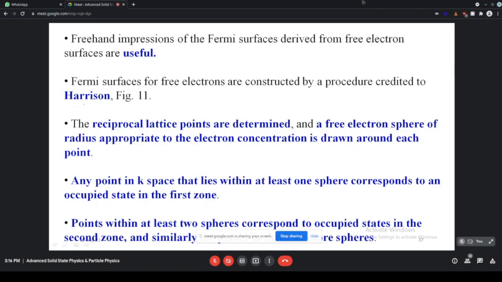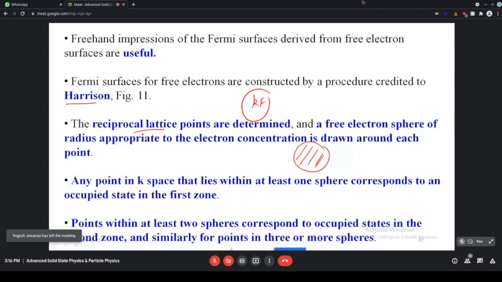For this we will use the Harrison method to construct the Fermi surface. What we have to do, we have to find the reciprocal lattice points of a direct lattice. Okay, and then we will choose a center, and by calculating the value of kF, we will draw a circle or sphere that will represent the Fermi surface. And if you draw a Fermi surface, all the energy levels within this Fermi surface will be filled, and if you consider above this Fermi surface, then all those energy levels will be empty.